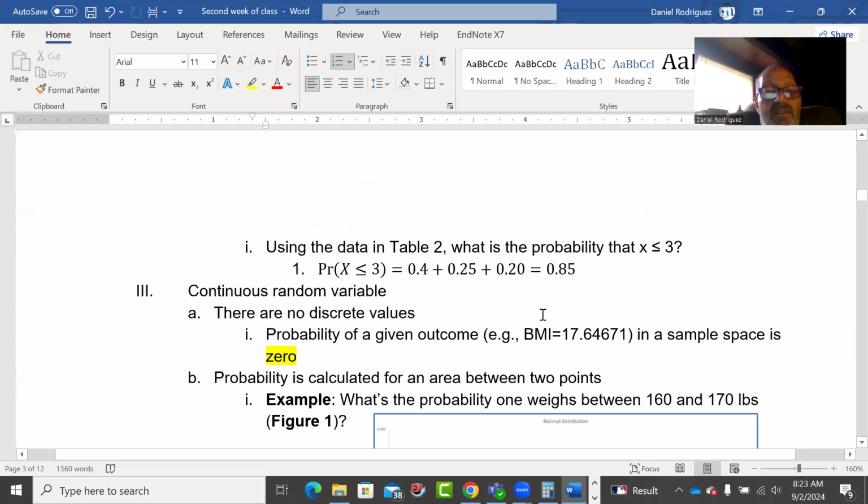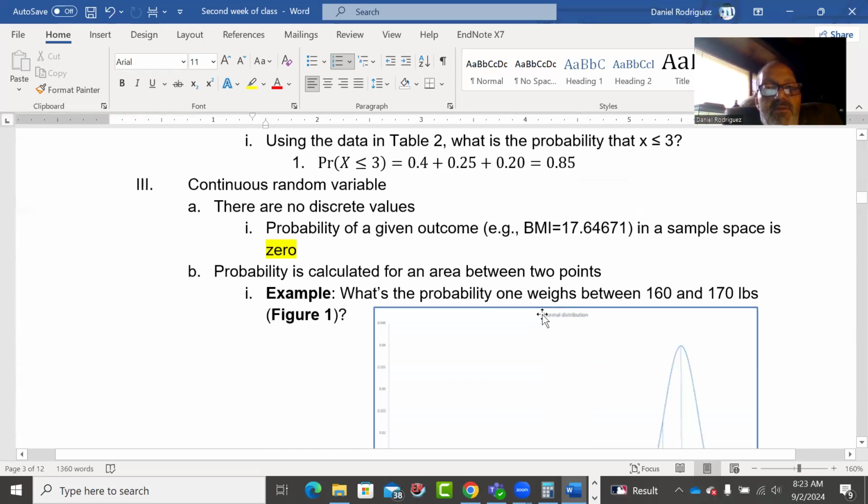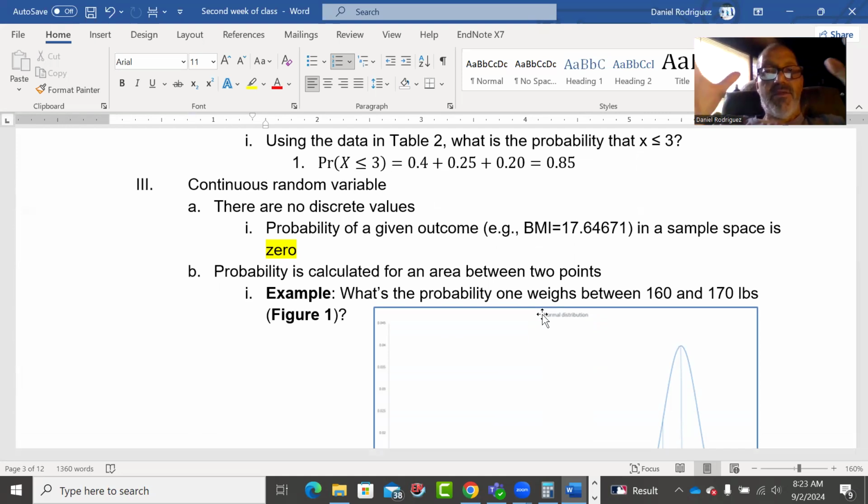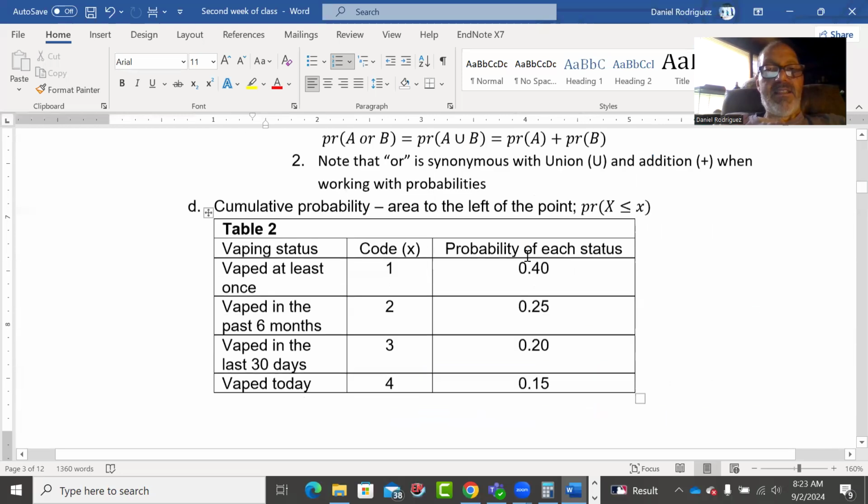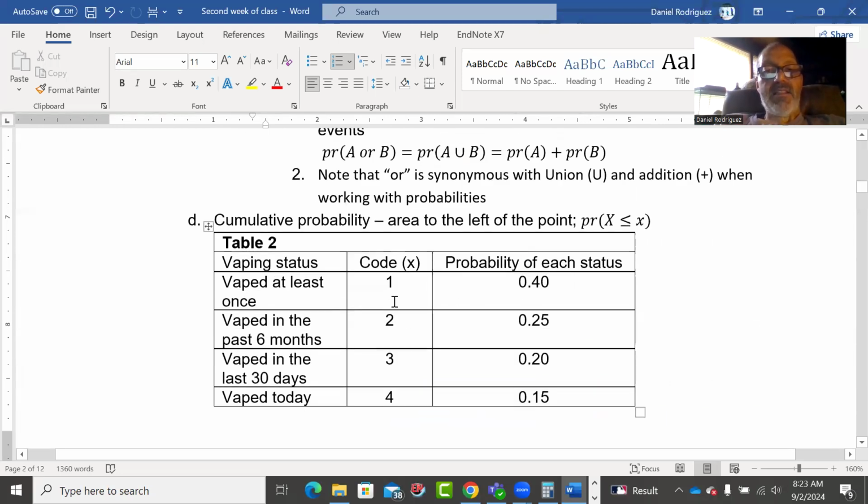With continuous random variables, we have no discrete values. When we talk about discrete values, we talked about that last week, like there's discrete mass associated. Like for instance, there's mass here, right? There's mass for each of these, and the mass is representing the amount of people that make up this 40%, right? If there was 100 people, that would be 40 people, right? So it'd be 25. That's the mass here.